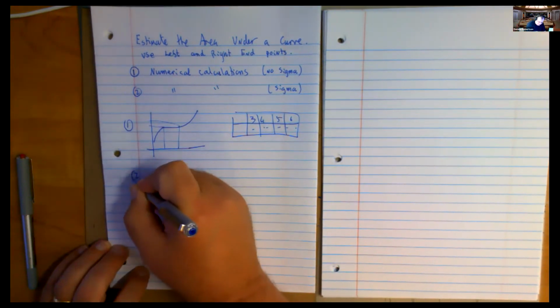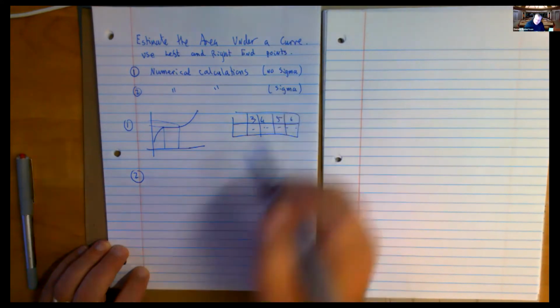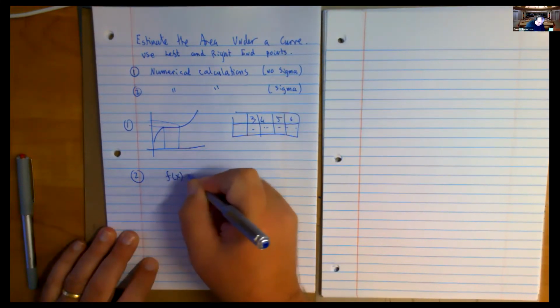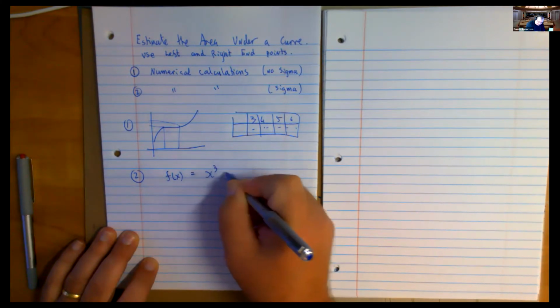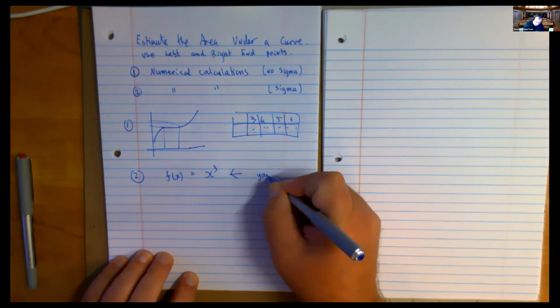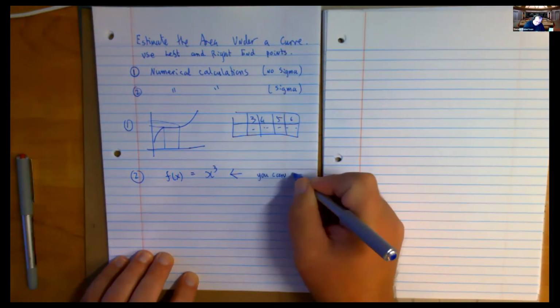In questions that have Sigma, you can do them as long as they tell you a function. So if they tell you that the curve has the formula y equals x squared, or v of t equals t cubed, if it's written this way, you can use Sigma.